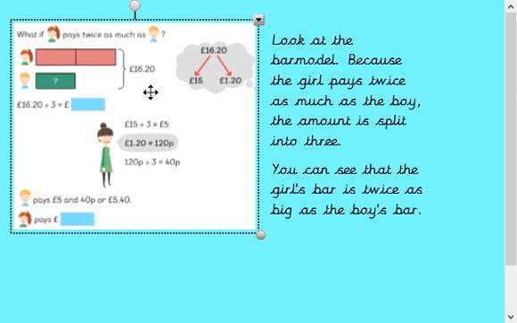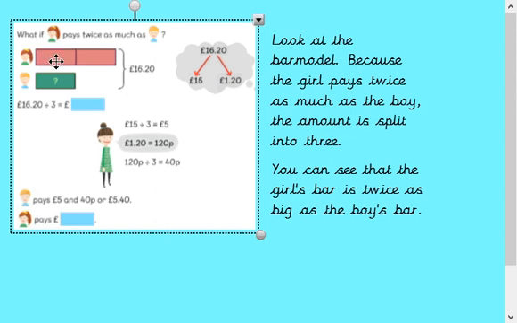Okay, same amount of money, so £16.20, but this time we're saying that one of them is going to be paying twice as much as the other. Now you can see if we were to set this out onto the bar model here, this is showing that one child is going to be paying twice as much. There's still the same amount of money to be split, as you can see, £16.20.